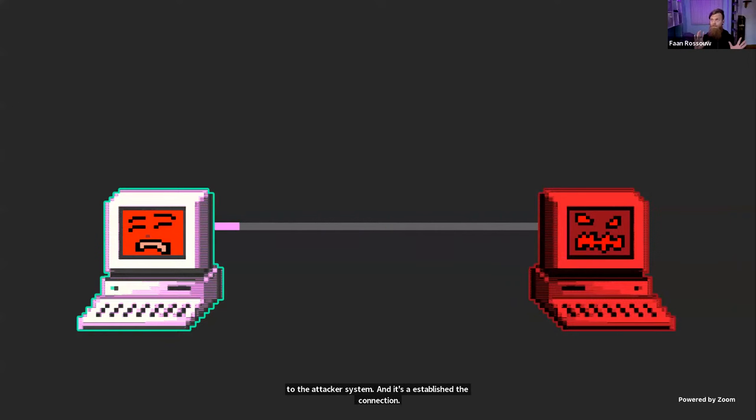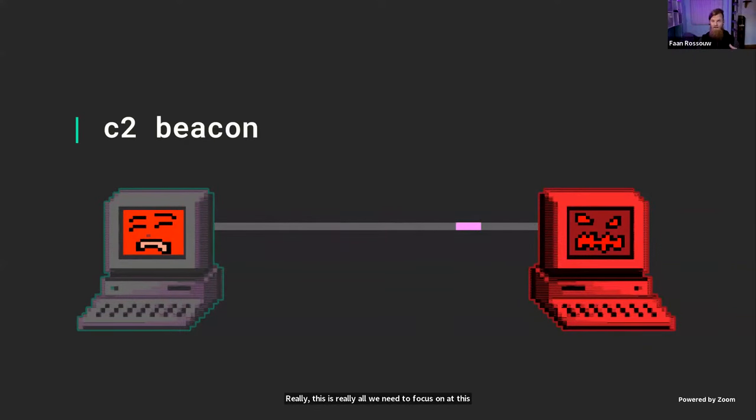I know that C2 frameworks are nearly ineffably more complex than what I'm about to represent here. But for now, I think for the purpose of today's talk, we can really reduce things down to only these two elements, because this is really all we need to focus on at this point. And so the malicious code that was installed on the victim system, that is the C2 beacon, sometimes also called a C2 artifact or a C2 implant. But for now, let's stick with this nomenclature.